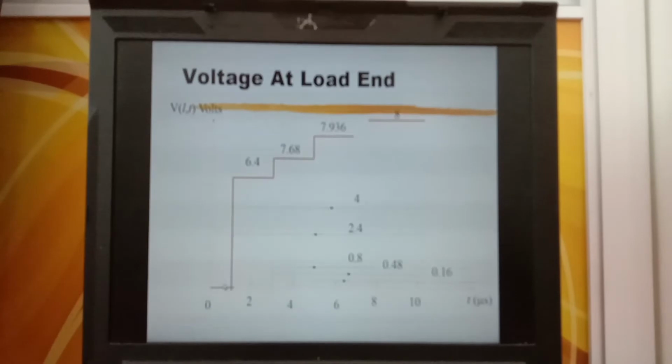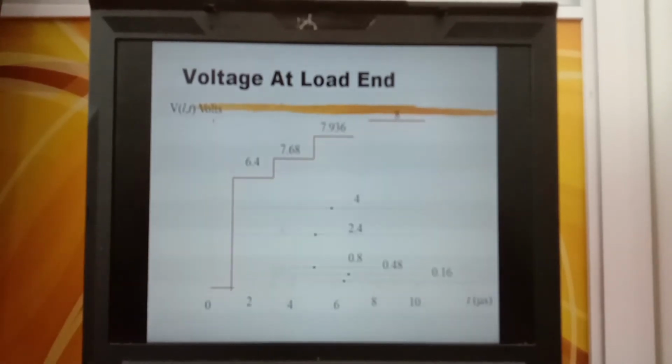So if we plot out the waveform at the load end, this is the voltage step that we get. From 0 to 1 microsecond, the voltage is 0, and then it goes up to 6.4, and then at 3 microseconds it goes up to 7.68, at 5 microseconds it goes up to 7.936, and then at time t equals infinity, that is at the steady state, the voltage will stabilize at 8 volt.